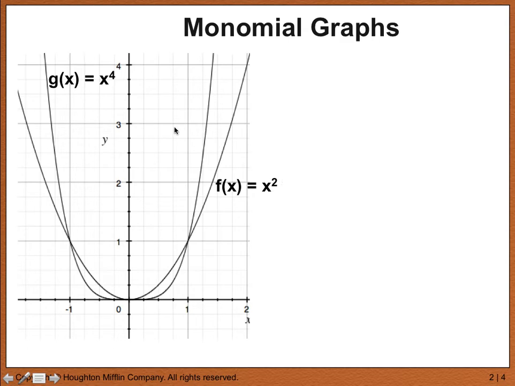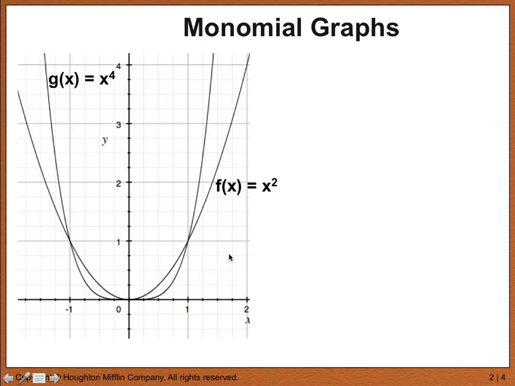Let's look at the way these graphs behave. Well, notice that the exponents here are even numbers. 4 is an even number, 2 is an even number. And notice how the graphs behave. In both cases, as the negative x-coordinates get bigger, the value of the function gets bigger. And as the positive x-coordinates get bigger, the value of the function gets bigger. So we would say that these graphs rise to the left and they rise to the right. And by rise, we just mean, of course, that the graph goes upward.